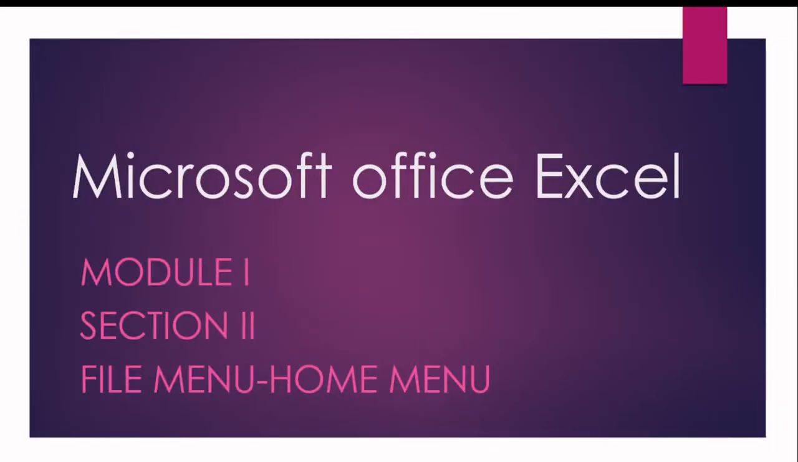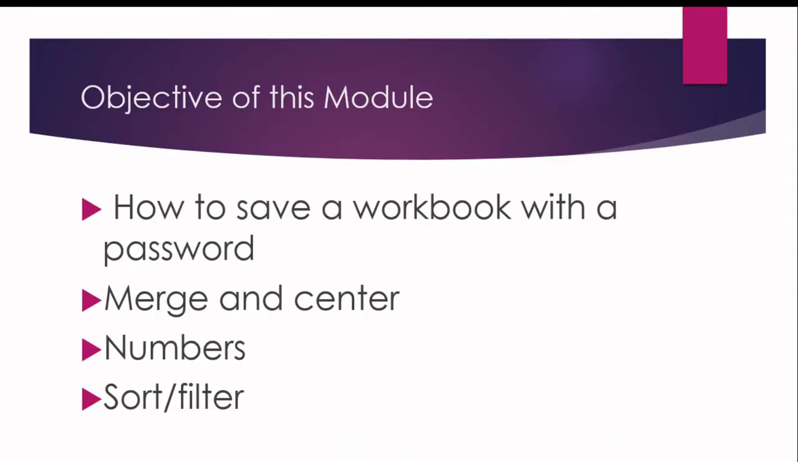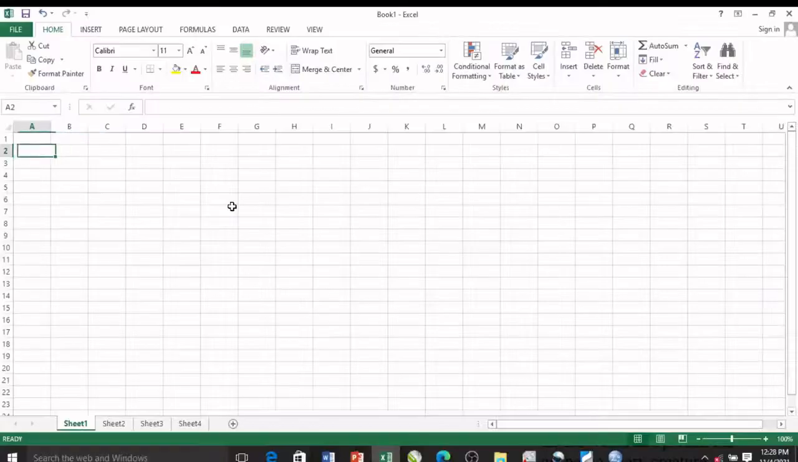Welcome to section 2 of module 1 of Microsoft Office Excel. I will briefly be looking quickly at the File menu and the Home menu. The objective of this module is simply to show you how you can save a workbook with a password, and also how you can make use of merge and center, numbers, sort and filters. So we'll get down to the software as we discuss that briefly.